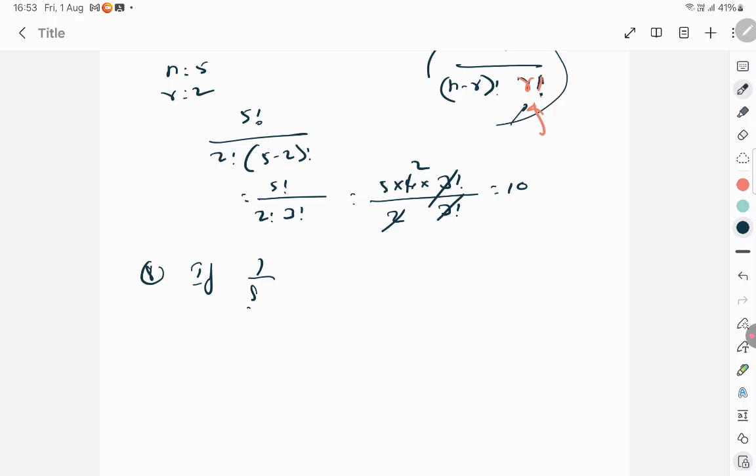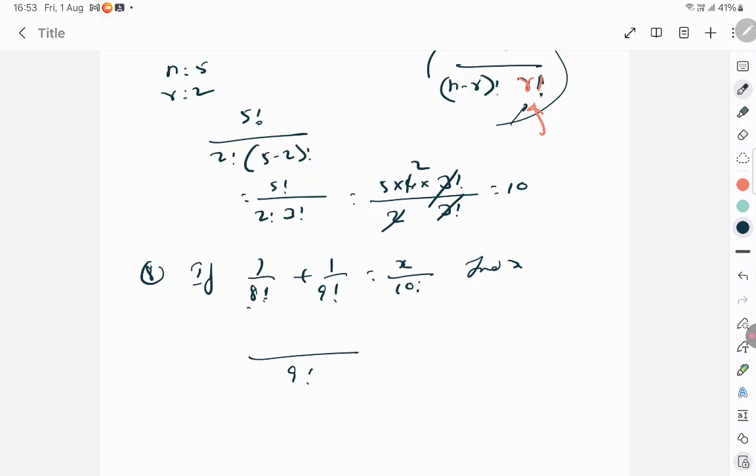If 1 by 8 factorial plus 1 by 9 factorial is x by 10 factorial, find x. So then this LCM will be 9 factorial, because whichever is the bigger factorial, because this is 9 into 8 factorial, right? The 9 factorial is 9 into 8 factorial. So I keep it as the bigger number. So 9 factorial is the bigger number.